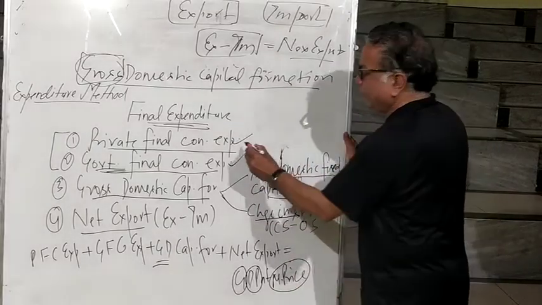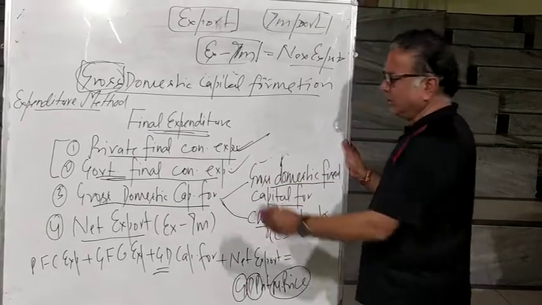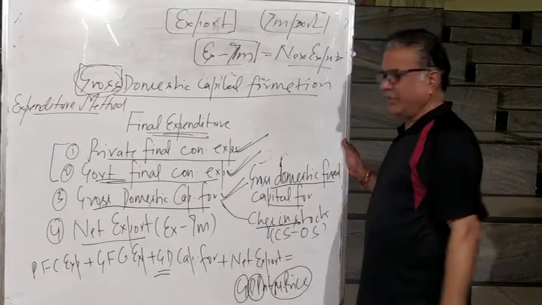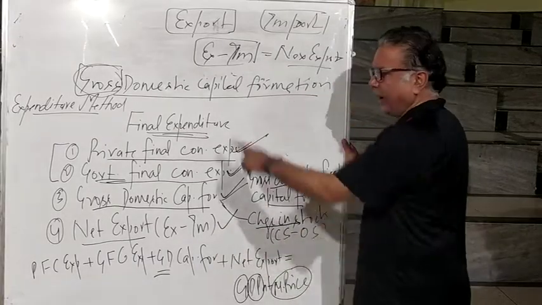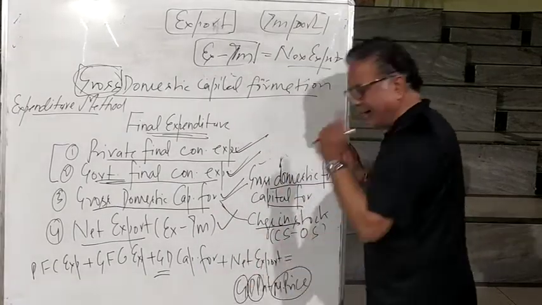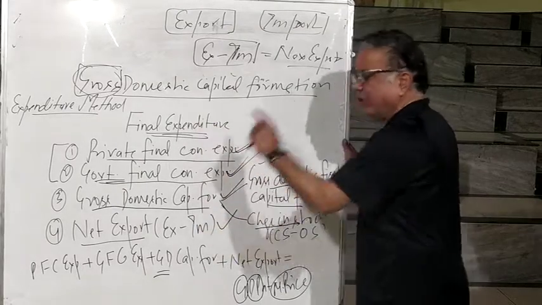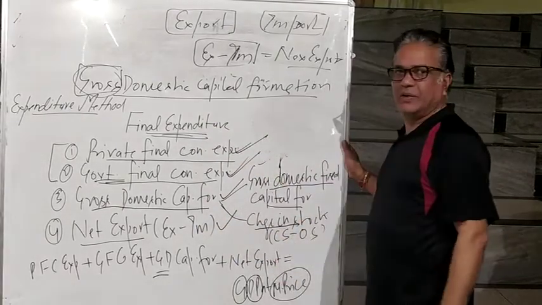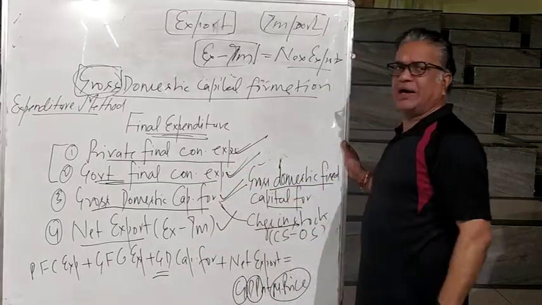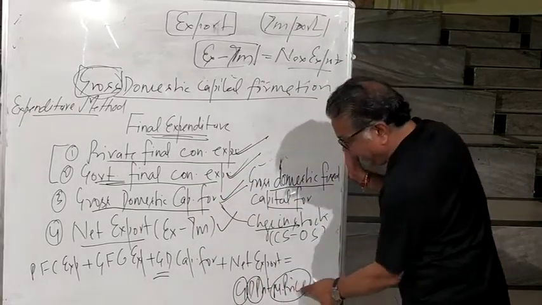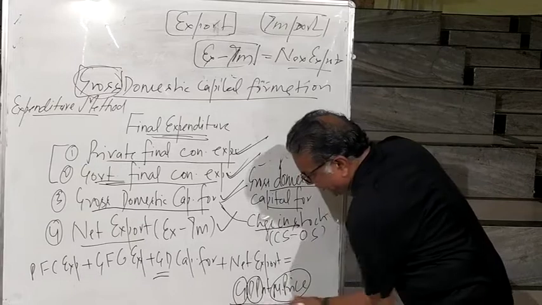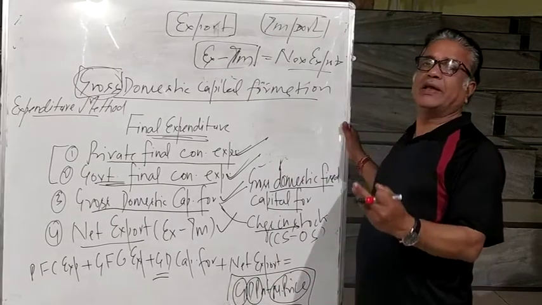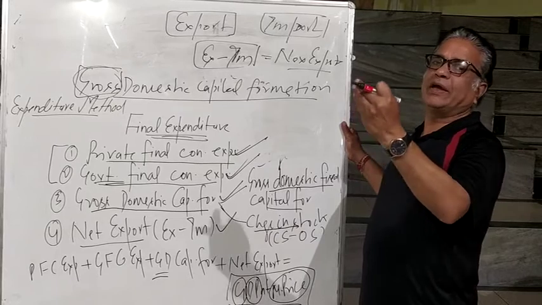So if you take private final consumption expenditure, government final consumption expenditure, gross domestic capital formation and net export, you have not deducted depreciation, so you call it gross. This expenditure is made over those goods which are produced within the country, that's why you call it domestic product. This expenditure is made in the market, taxes are included, that's why you call it at market price. And once you get GDP at MP, from GDP at MP you can calculate any of the aggregates of national income.